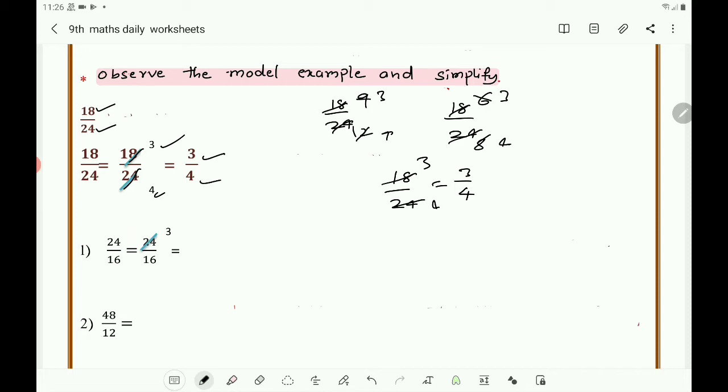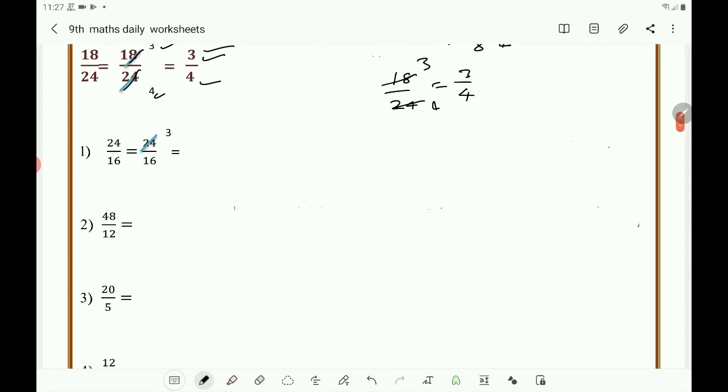You can also divide first by 2, and after that by 3. Or if you know the bigger table correctly, you can divide directly by 6. So you will get 3 by 4. Take one more example, 24 by 16. Observe the numerator and denominator: in which table are they? They are in the table of 8. 8 3s, 8 2s, so you can write it as 3 by 2.